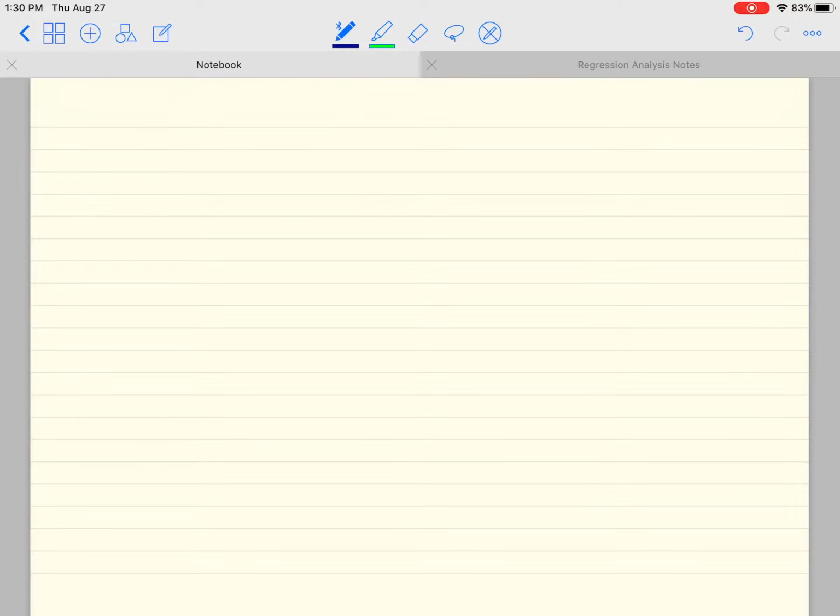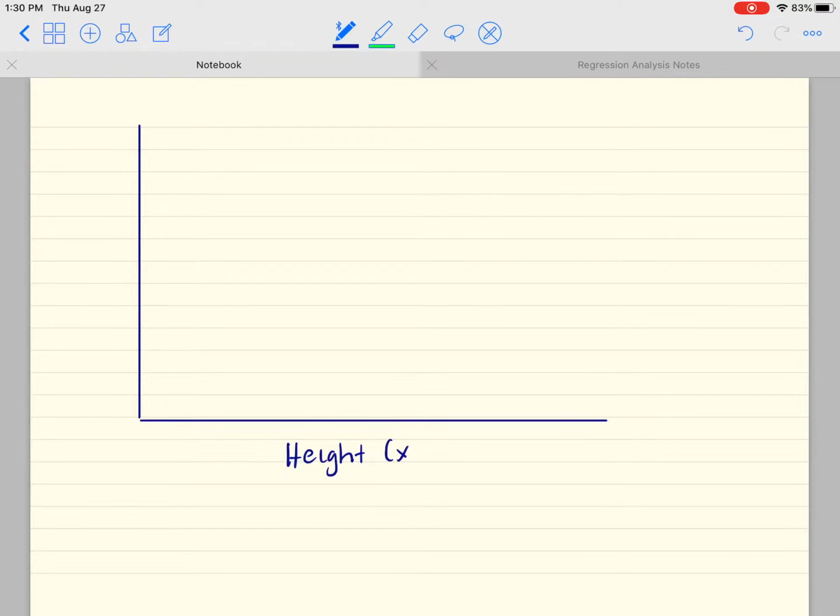Let's just say that I was to take a group of about 30 students and collect data on their height and their shoe size. If I wanted to make a little graph to show what I collected, let's say that I put their height as the independent variable down here on the x-axis, and their corresponding shoe size over here on the y-axis as the dependent variable.